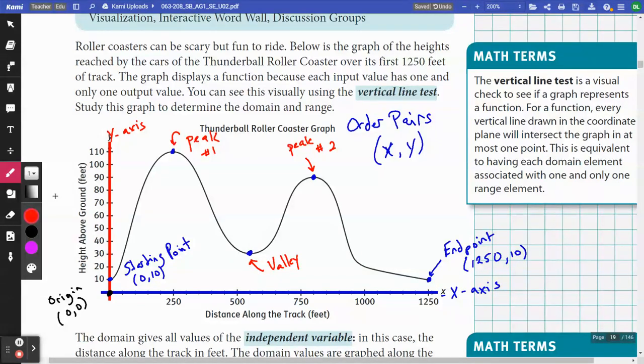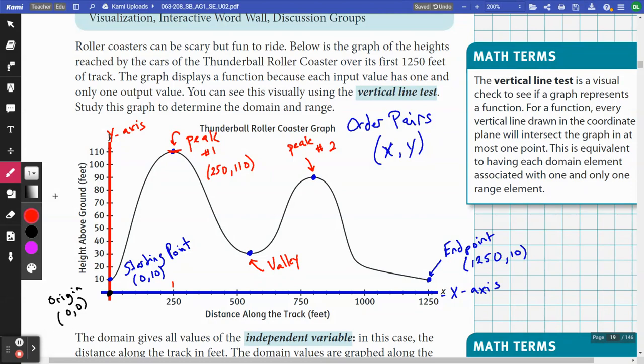You said this peak here is the highest. Well, how high is it? It is 105 feet. So what's the ordered pair for it? Start at your x. So this would be 250, 110. So 250 feet into the ride, you hit the maximum at 110 feet.